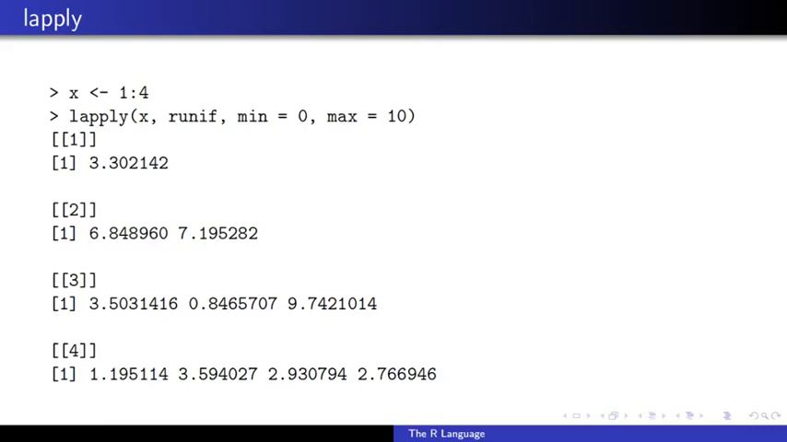argument. So here I'm calling lapply on x. I'm passing it the runif function, but then I'm specifying that I want the min to be 0 and the max to be 10. So now the list that I get out of this has random uniforms that are between 0 and 10.